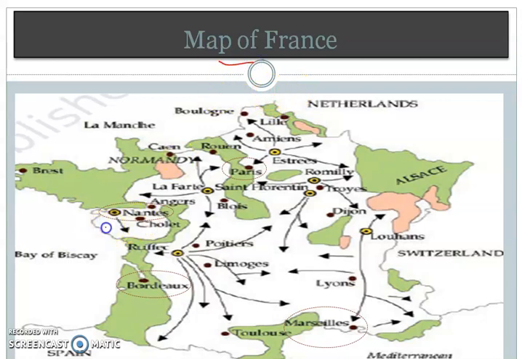First of all, Nantes, that is a seaport. Bordeaux, also a seaport. Both these ports were used for slave trade. Then Paris and Marseilles. Please learn all these places because you will be asked to mark and label these places in your exams.